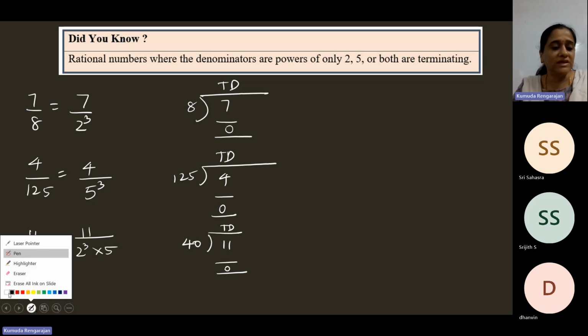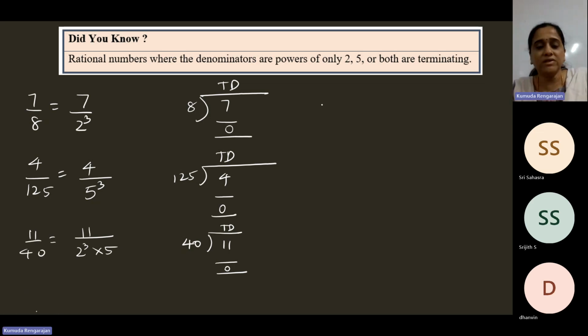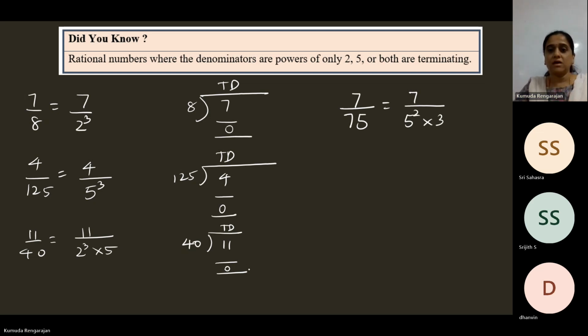Now, if there is some other prime, look at this example: 7 by 75. The denominator is 5 squared into 3. There is 5, but this 3 should not be there. 3 is other than 2 or 5. Then this one will have a non-terminating repeating decimal expansion. It will not have a terminating decimal expansion. It cannot have a non-terminating, non-repeating decimal expansion because that is an irrational number, which does not have a P by Q form.